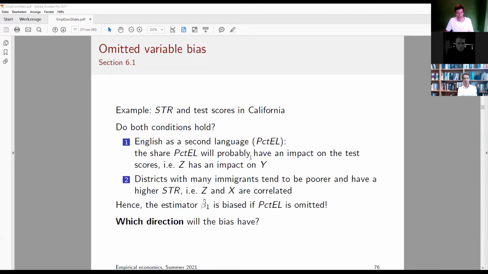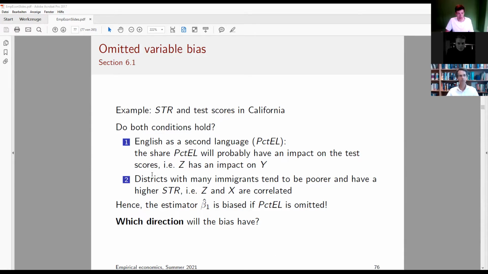Now let's have a look at STR and test scores in the California dataset. So do our two conditions hold? Do we see an influence of PCTEL on test score, and do we see a correlation between these two, between student-teacher ratio and English learners percentage? So the first one, we can only say that, yeah, probably there is a relationship between the fraction of persons learning English and the test results.